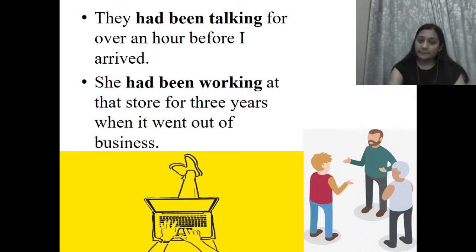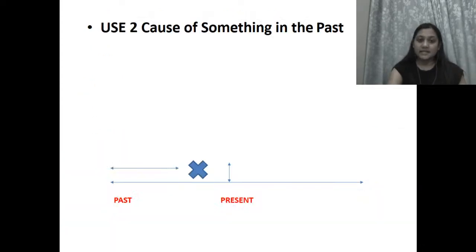So you arrived in the past or उससे भी पहले they had been talking. So both the activities were there in the past. She had been working at that store for 3 years when it went out of business. So she had been working there 3 साल पहले तक भी when it went out of business, right?